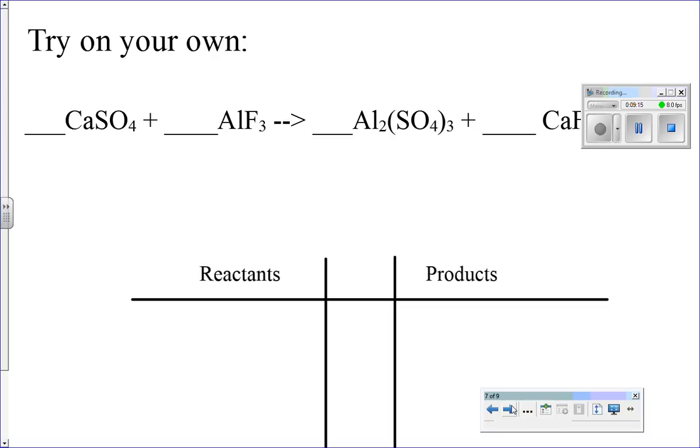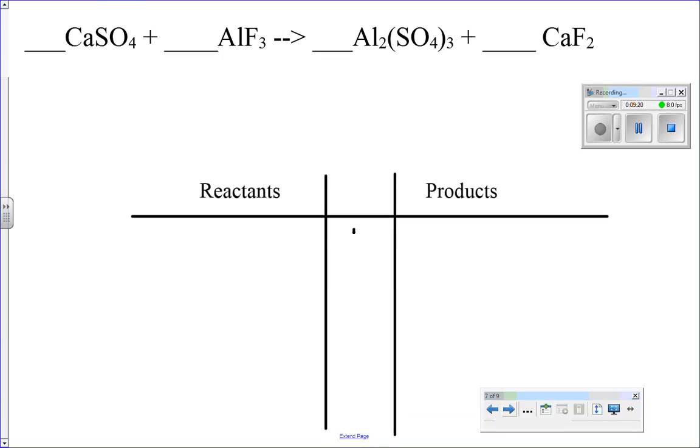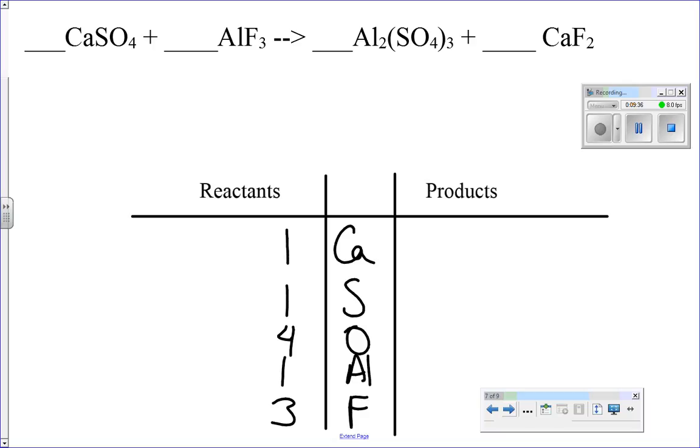So the solution for the first reaction that you have to try on your own, we've got calcium, sulfur, oxygen, aluminum, and fluoride. I'm going to go ahead and do my counts. I've got 1 calcium, 1 sulfur, 4 oxygens, 1 aluminum, 3 fluorides. I've got 1, 3, 12. Remember, that 3 distributes to each of those. Aluminum is 2, and fluorine is 2.